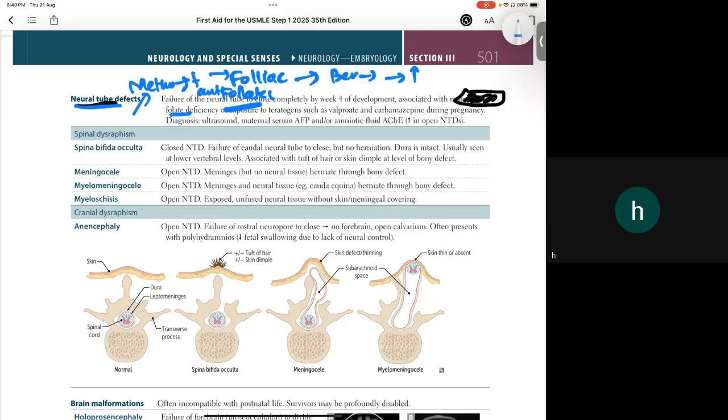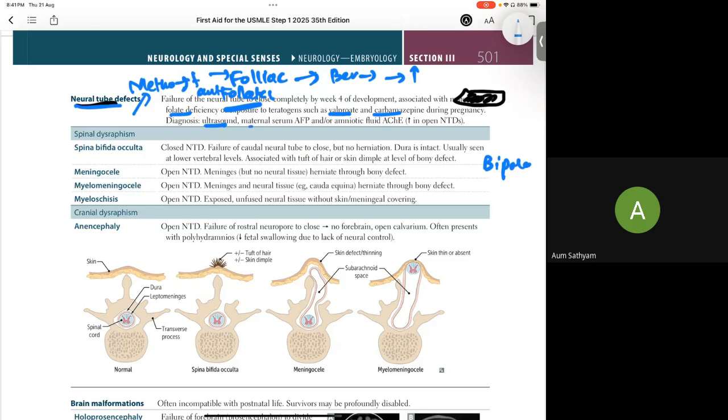Okay, and certain teratogens: valproate. Do you guys remember what was valproate drug? It's used in bipolar as well. It's an anti-seizure drug, we are going to discuss. Carbamazepine as well, which we are going to discuss in detail, can also lead to neural tube defects, right? Okay, how to diagnose the neural tube defects?